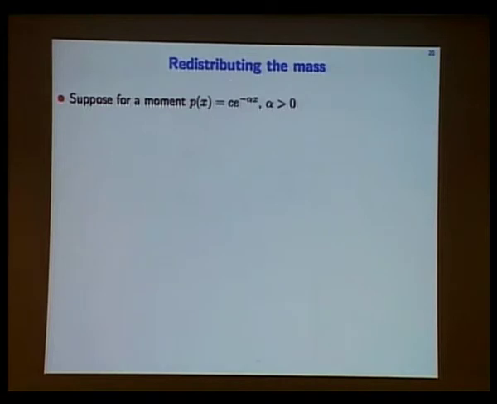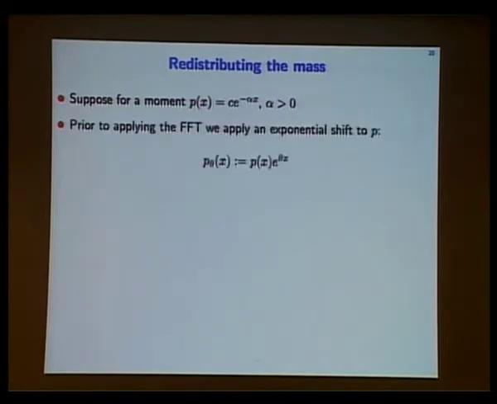Okay, so what can work is this. Suppose for a moment that the probability mass function of one column, the thing that I need to involve W times, behaves like a decaying exponential. Well, in this case, prior to applying the FFT, I can apply what's called an exponential shift. I take this probability mass function and multiply it by e to the theta x. If I'm fortunate enough to choose theta exactly as alpha, then p theta is now flat. And when it's flat, the Fourier transform will have no problem with it.